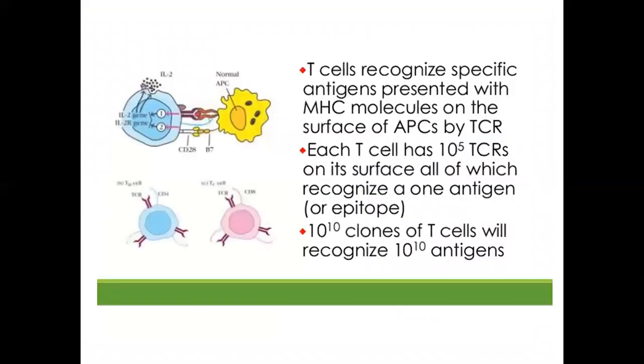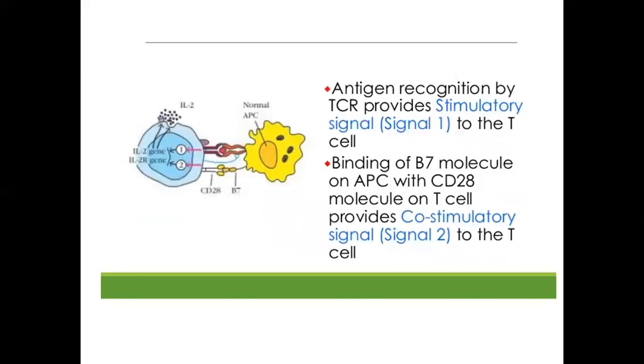Next, T cell activation. That is, T helper cell activation. T cells recognize the specific antigens presented with the MHC molecules on the surface of APCs by the TCR, that is, the T cell receptor. Each T cell has 10 to the power of 5 TCRs on its surface, all of which recognize one antigen molecule or one epitope. So 10 to the power of 10 clones of T cells will recognize 10 to the power of 10 antigens, but only one antigen each.